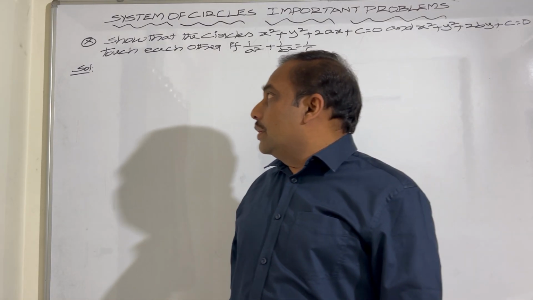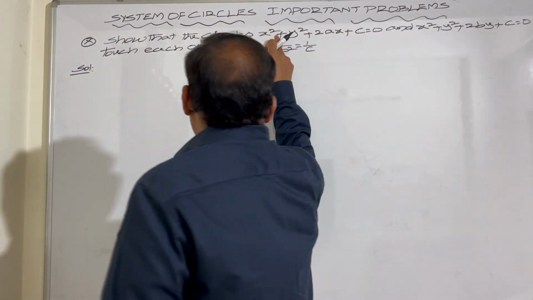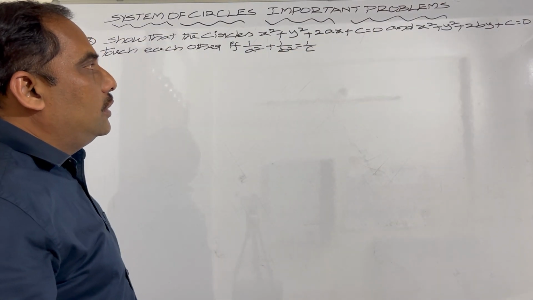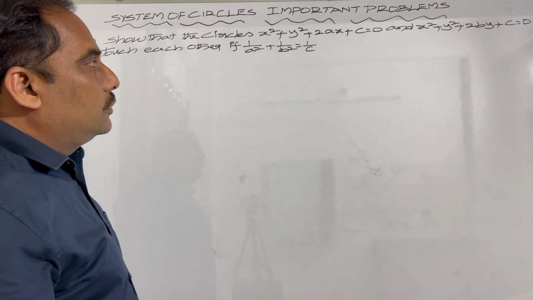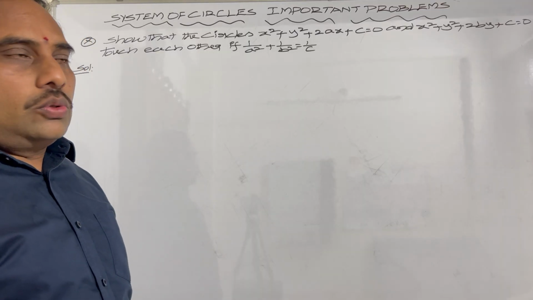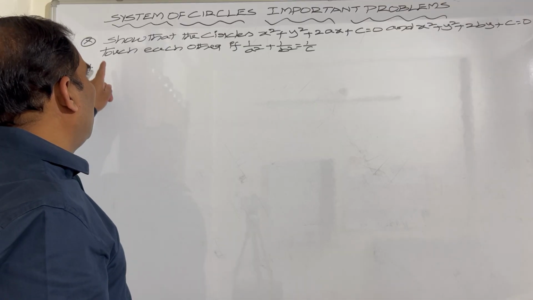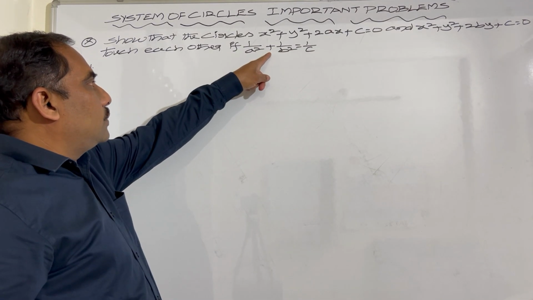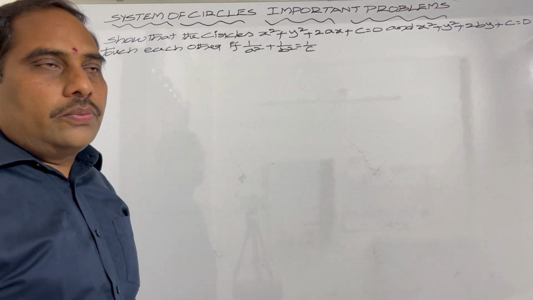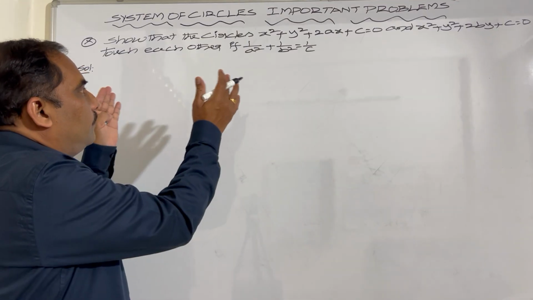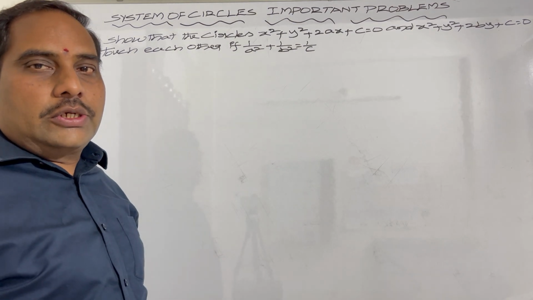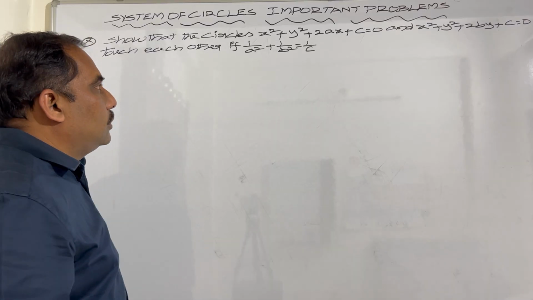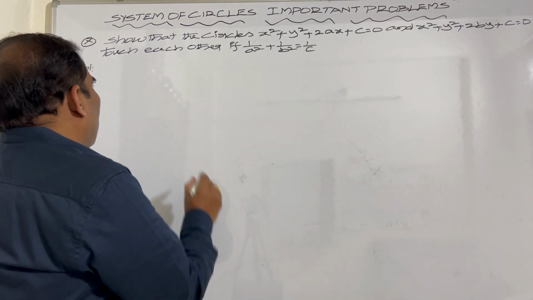Here the question is given, show that the circles x square plus y square plus 2ax plus c is equal to 0 and x square plus y square plus 2by plus c is equal to 0 touch each other if 1 by a square plus 1 by b square is equal to 1 by c. That means if the given two circles touch each other, we have to prove the condition 1 by a square plus 1 by b square is equal to 1 by c.